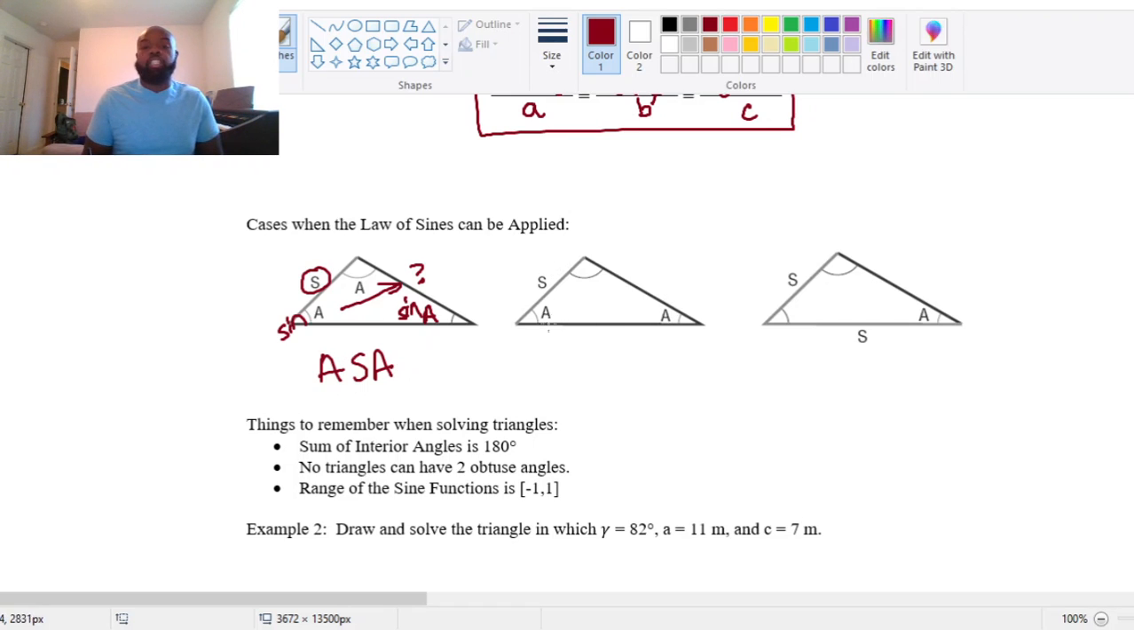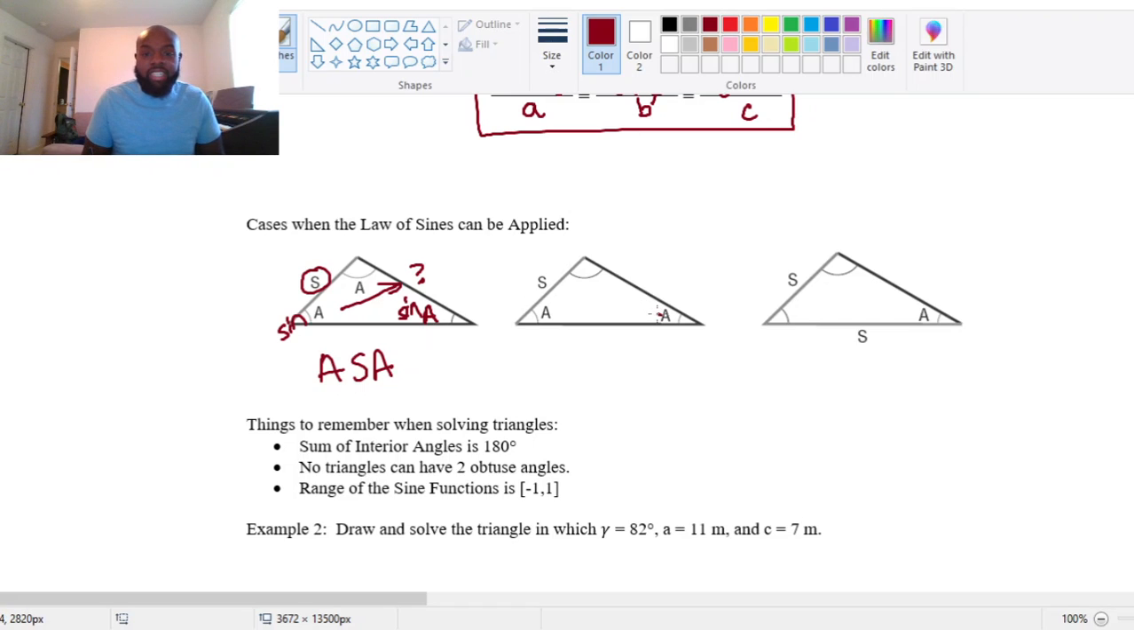Angle, angle, side, so we can have 2 angles and the non-included side, right? So if I were to put this S here, this will be an included side because it's included between these 2 angles here. But this is not included. We can still use the law of sines, right?